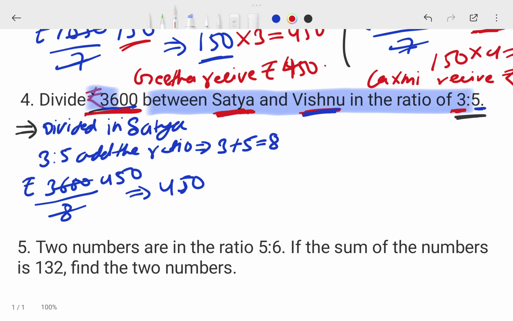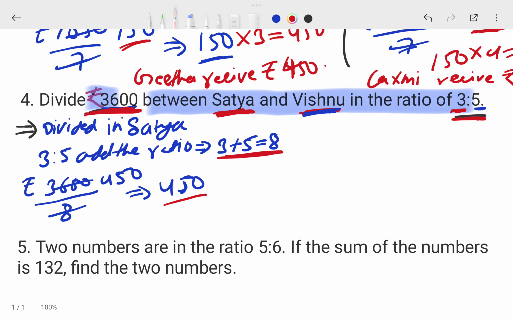So now we have to add this ratio. After adding, the ratio value is 8. After that we have to divide by the particular number, which is 3600. I divide 3600 by 8, and after dividing, our answer is 450.